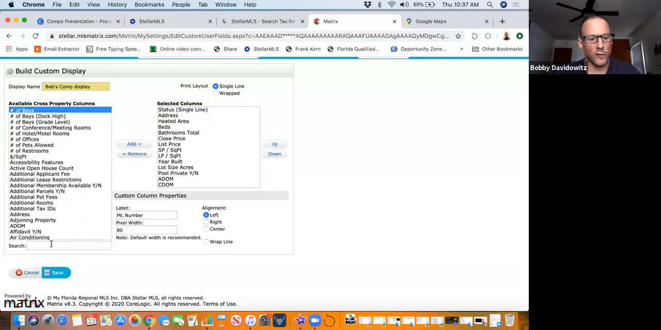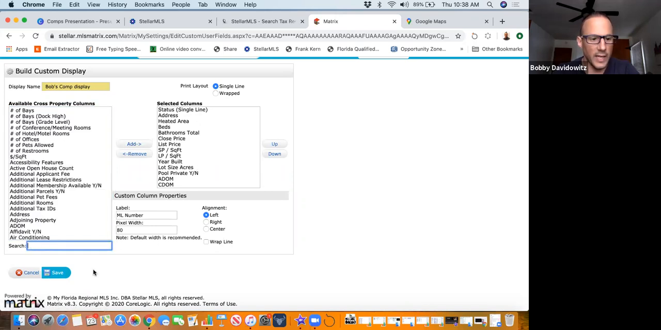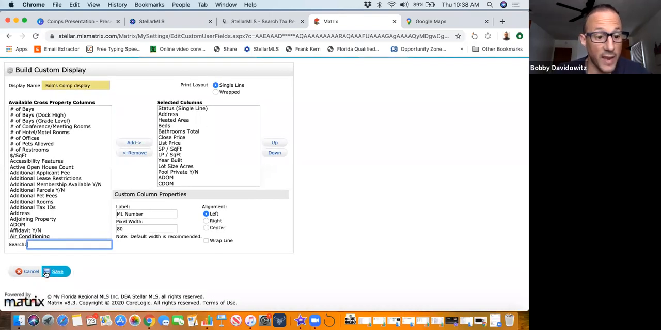And once again, you can search for them down here. So if I wanted to search for the ML link, there it is. ML number link, I would go here, press add, and it would add it over to my selected columns. Okay, so that's what you can do with all those criteria. And once again, once you're all done, you just press save, and now you have that saved as one of your displays.